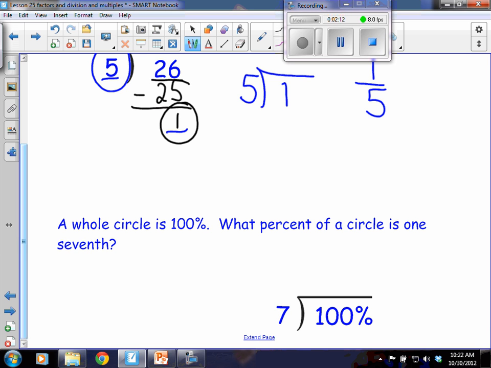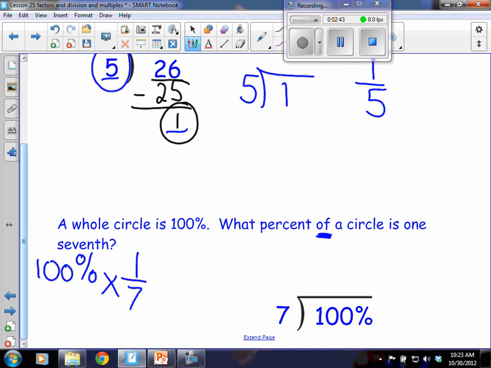We can also talk about it in other senses. We know that a whole circle is considered 100%. So the next question would be, what percent of a circle is 1/7? Technically, what we have here is 100%, and we have the word of, and of means multiply. So we're going to multiply by 1/7.